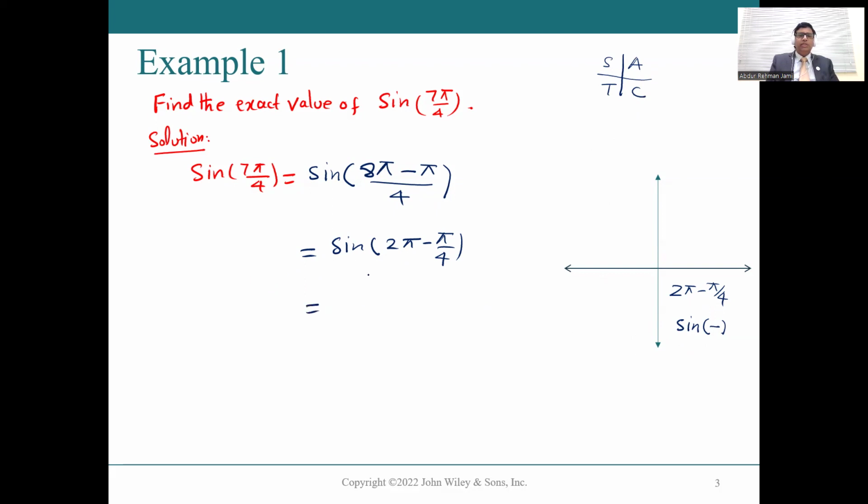So simple method, write down sine with the reference angle, which is pi over 4, sine pi over 4, and sine is negative, so attach the negative sign. And now sine pi over 4, we can take from the table or calculator, and which is radical 2 over 2. I hope you understood.